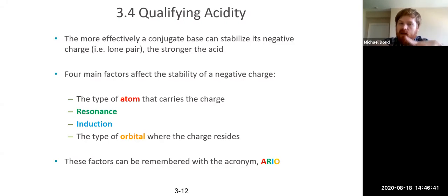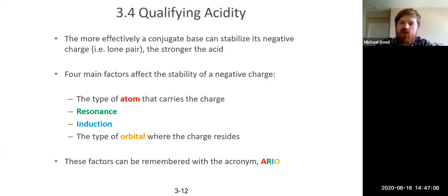Now, on the other hand, if we're comparing two acids, trying to figure out which one's stronger, and both lone pairs end up being on the same atom, say both on an oxygen atom, then we look at number two. Number two is resonance. So we're going to look for resonance of that lone pair. Basically, the ability of a lone pair to have another resonance structure is going to spread it out over more atoms, and so it's going to be a more stable conjugate base.